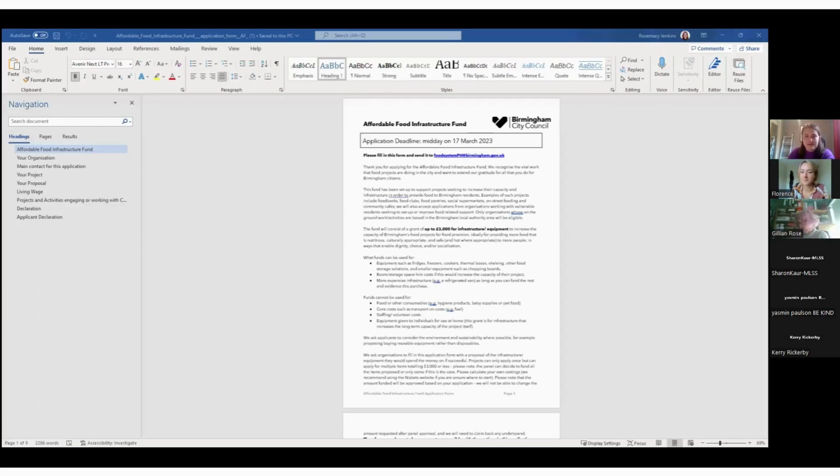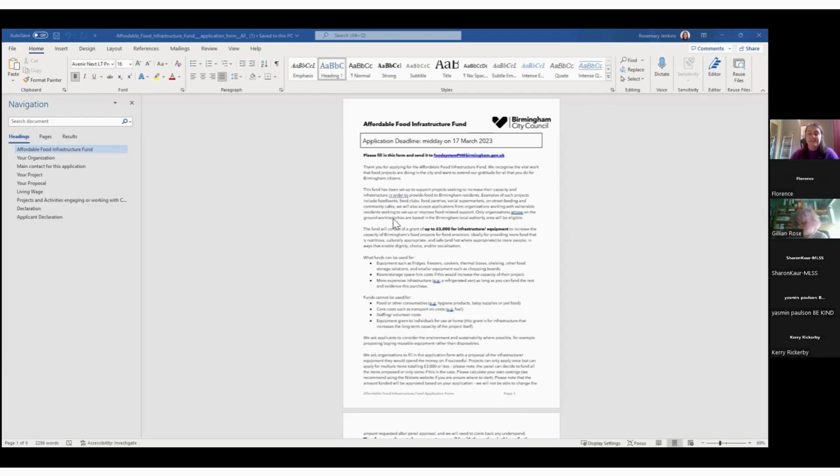Brilliant. So can you see my screen? Yeah, okay, fantastic. So this is the application form for the first of the funds. I'll talk primarily about the Affordable Food Infrastructure Fund today, and then I'll just talk very briefly about the kind of differences on the form. Lots of things are quite similar. Lots of things are also similar to the Emergency Food Aid Fund. So if you did apply for that, then you'll see that lots of the details and documents that you need to provide are the same, which hopefully means it will be quicker and easier.